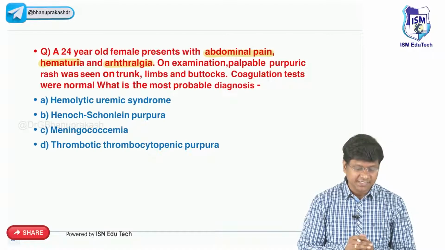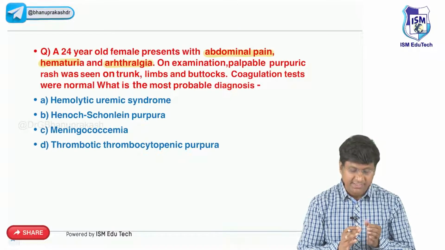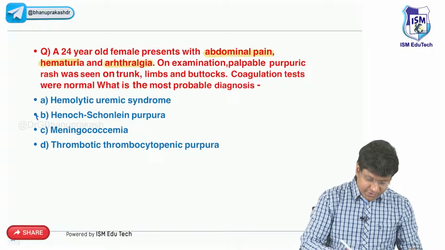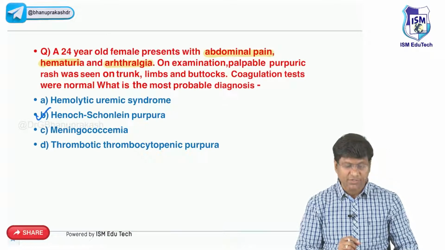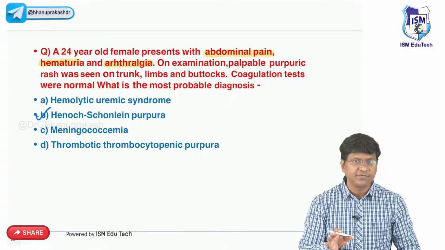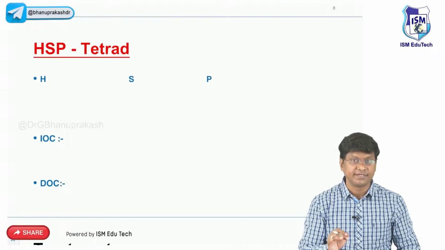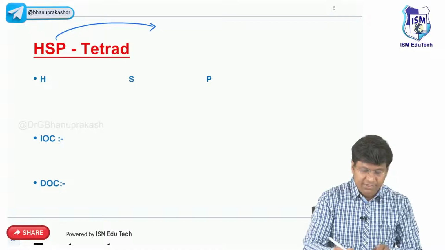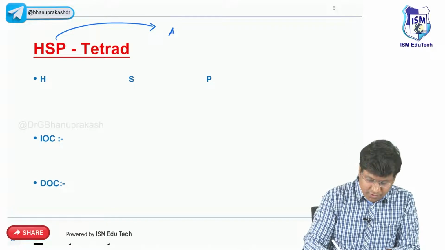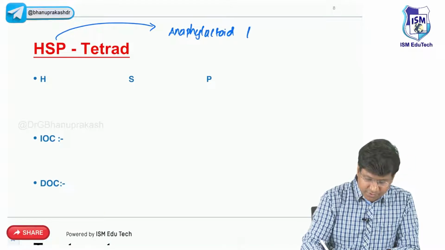Now, if you classically observe here, the individual is having abdominal pain, hematuria, arthralgia, and then palpable purpura. So all these are suggestive of Henoch-Schonlein Purpura, that is HSP. Now HSP, let me discuss that in detail. It is a form of small vessel vasculitis, and this HSP is characterized by a triad. Now the other name for Henoch-Schonlein Purpura is anaphylactoid purpura.